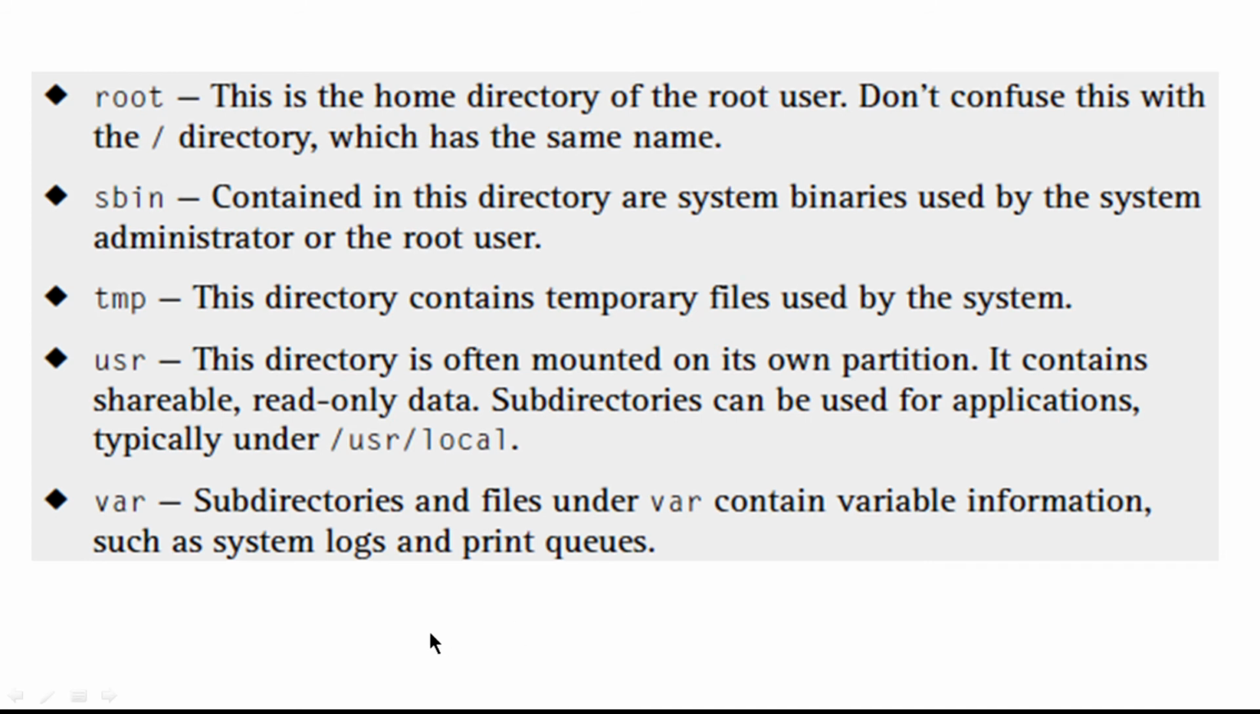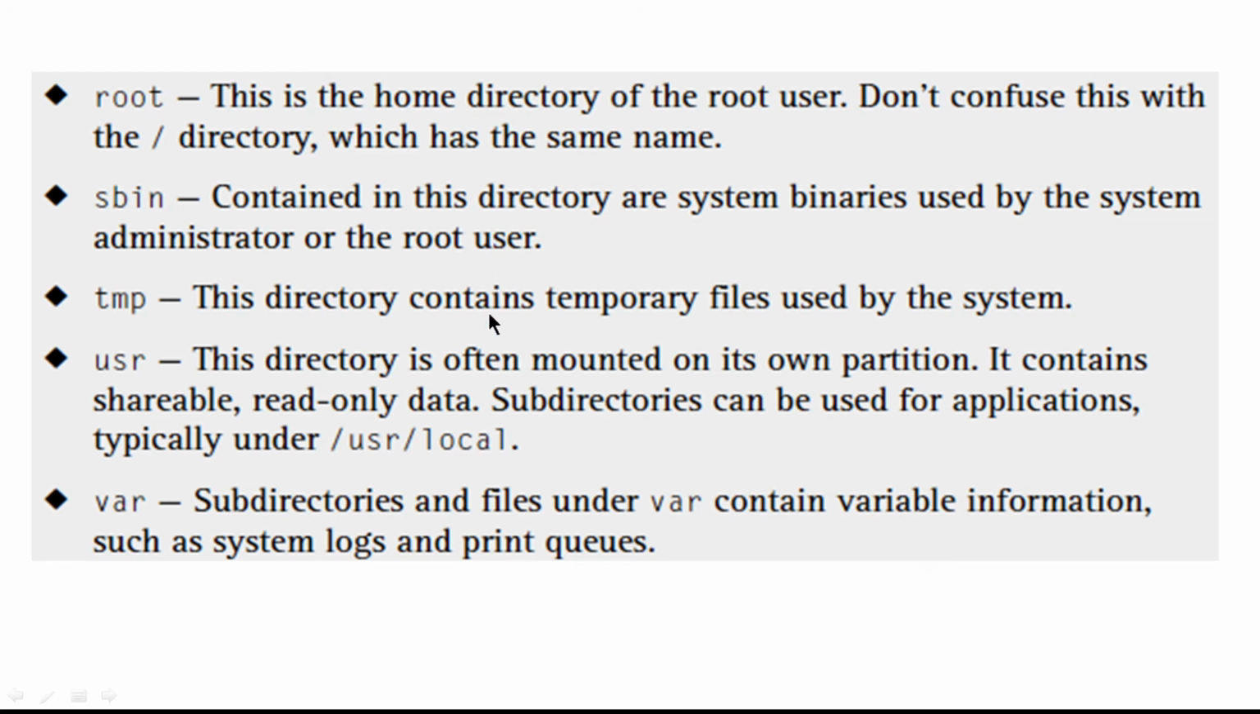Then there is another directory called root, which is not like that of slash. Slash is your root directory, but this is the home directory of the root user. So we call this also root, but basically the root user has one directory which we call the root directory. Then there is sbin. Sbin is for system binaries used by admin and root user. So all the binary command files are stored in sbin.